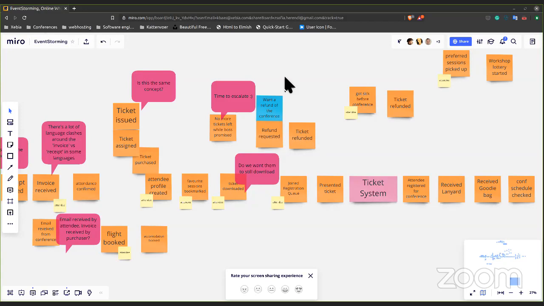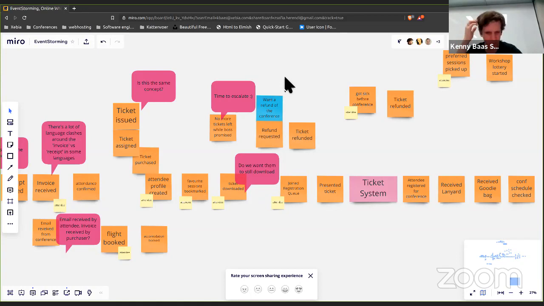So the no more tickets left, while Boss promised, by the way. I saw the tweet from DDD Europe saying that full is really full. So that reminded me of creating this event, right? Yep.